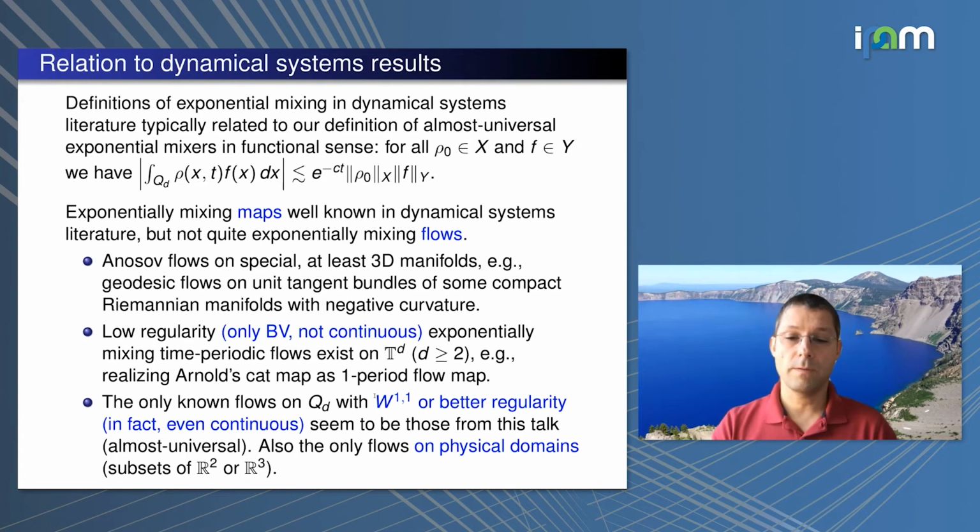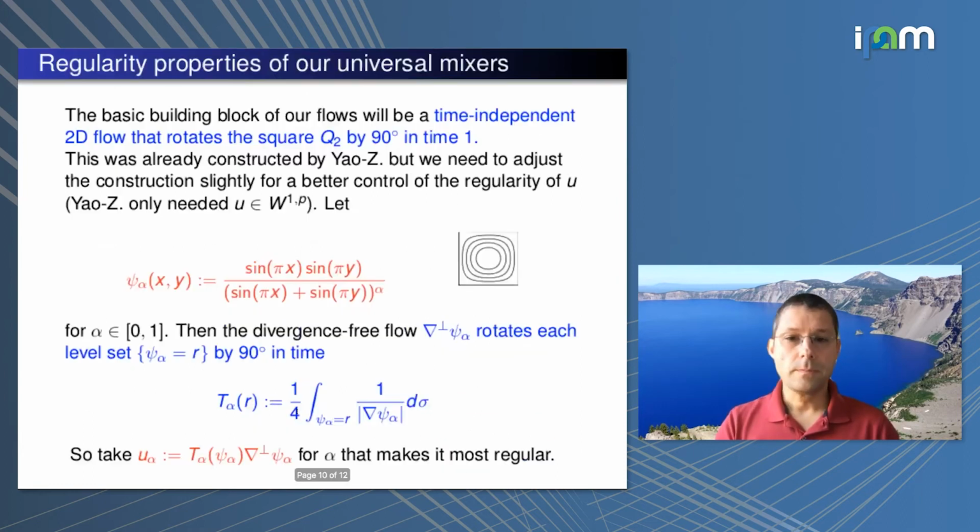And if you want even W^{1,1} or better regularity, or even continuous, there were no other examples that we were aware of. And if you want examples on actually a square or a cube rather than a torus, then also we were not aware of any other examples like that. So these would be the first examples of sort of universal, in a sense, what I mean by that, almost universal exponential mixers.